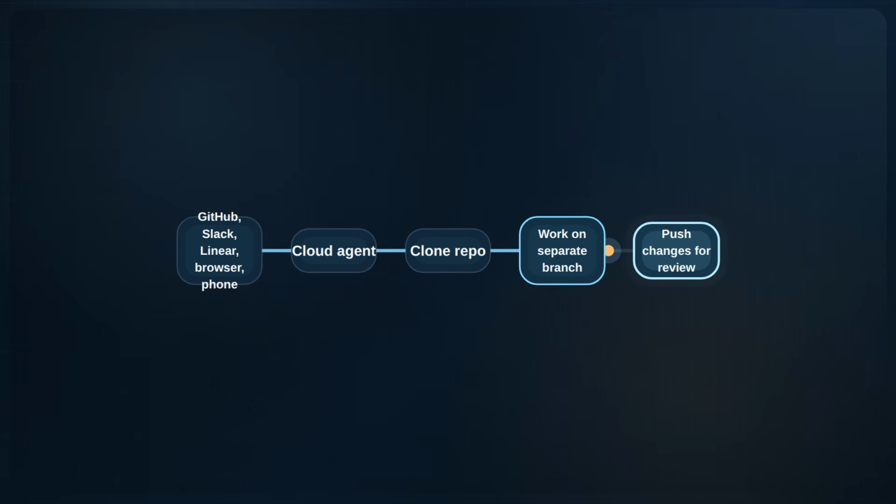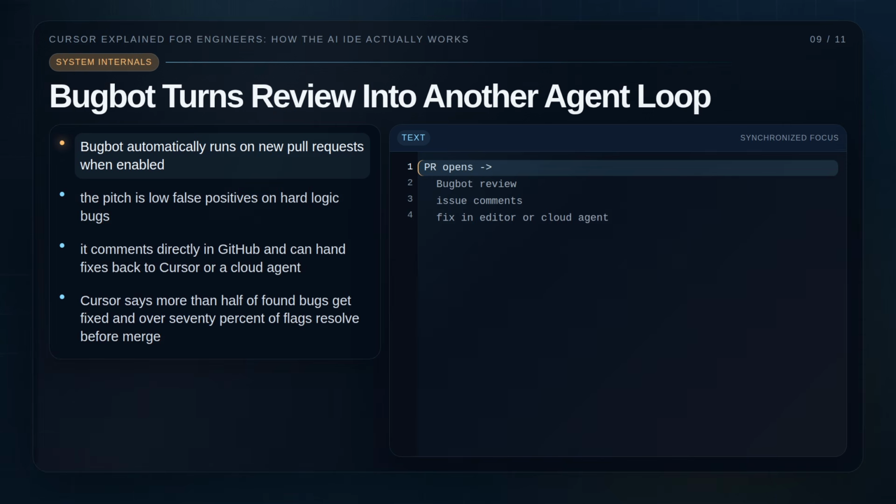The product page adds that you can launch agents from GitHub, Slack, Linear, JetBrains IDEs, or a browser or phone. This is a strong signal that Cursor is trying to make the agent runtime portable across surfaces, not just inside the local editor. Bugbot is useful because it shows Cursor expanding beyond authoring into review.